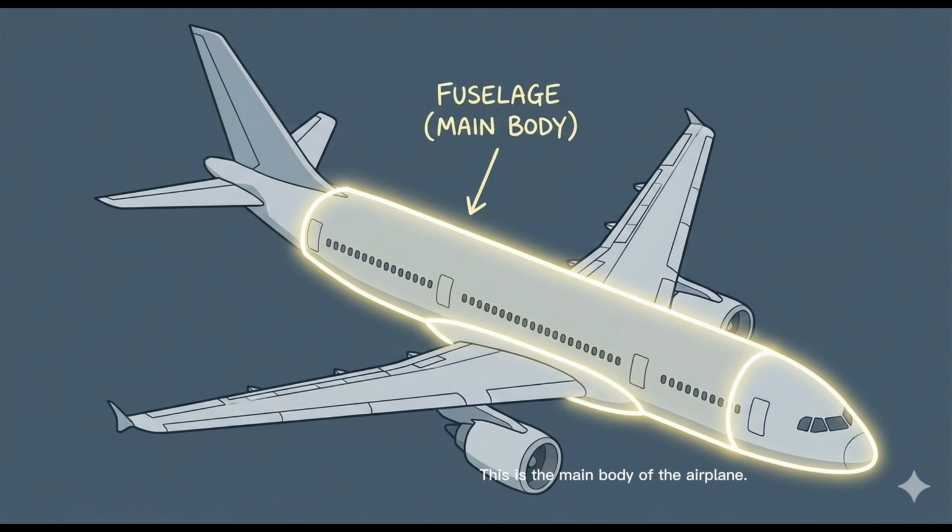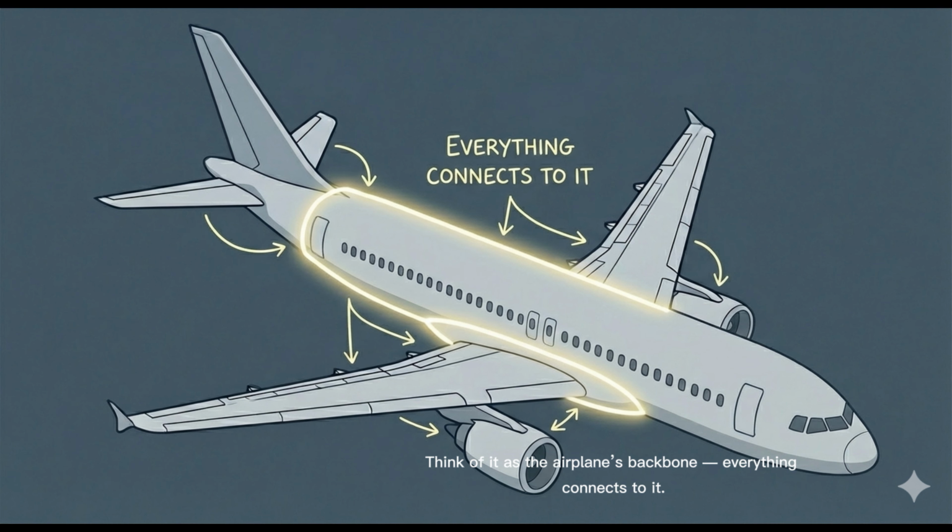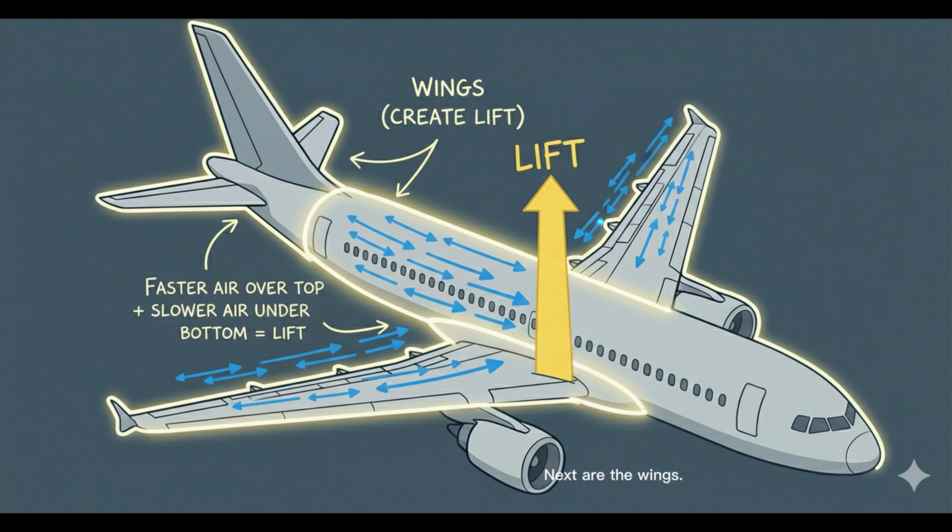This is the main body of the airplane. It holds the passengers, cargo, and cockpit. Think of it as the airplane's backbone. Everything connects to it. Next are the wings.